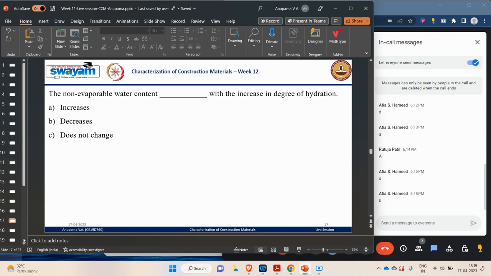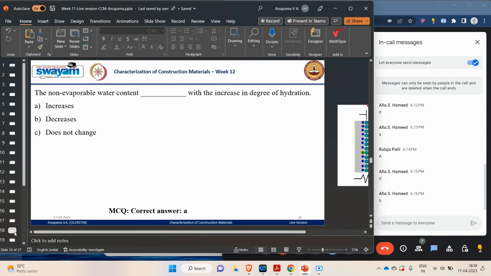Okay. The correct answer is option A, increases. I'll tell you the reason. This non-evaporable water content is the bound water which is present within the gel pores, within the CSH or the hydration products. As the degree of hydration increases, the amount of hydration products also increases. Because of that reason, the non-evaporable water content also increases with increase in degree of hydration.